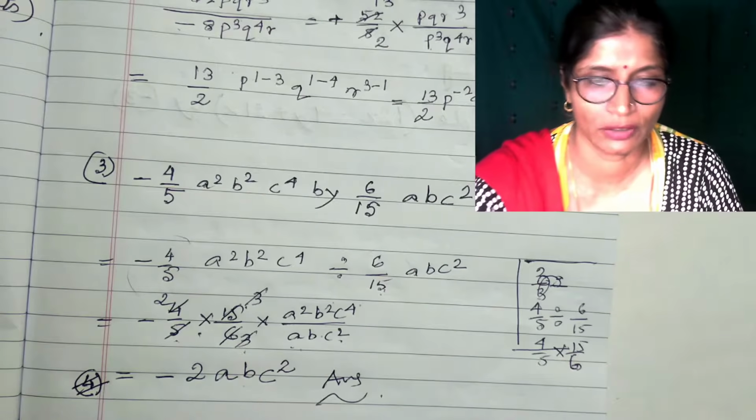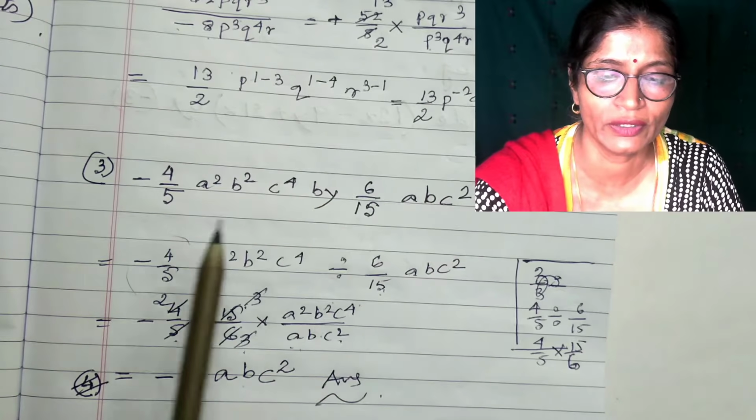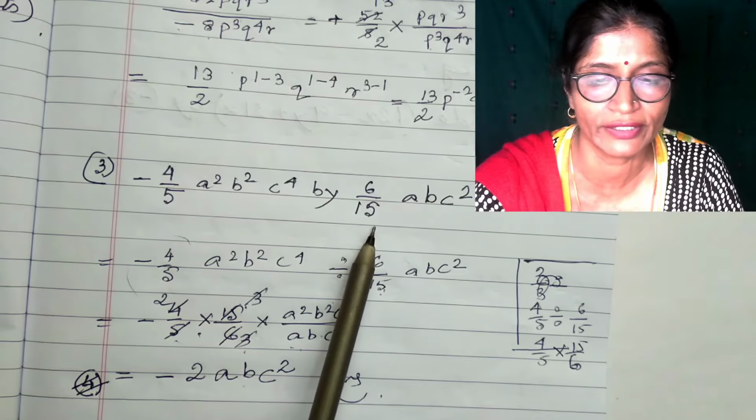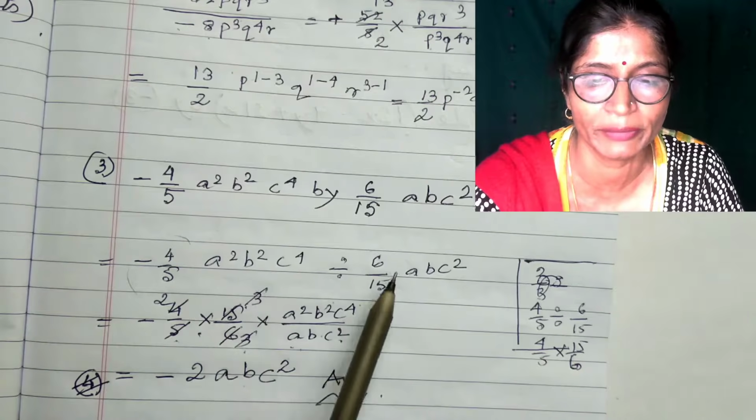So the monomial, when divided by a monomial, then numerical coefficient is divided by numerical coefficient, and literal will be divided by the literal.